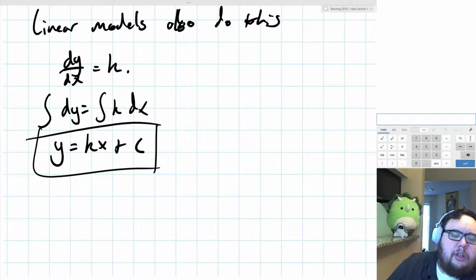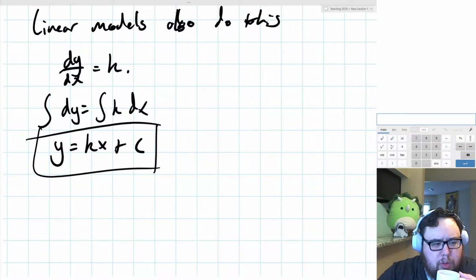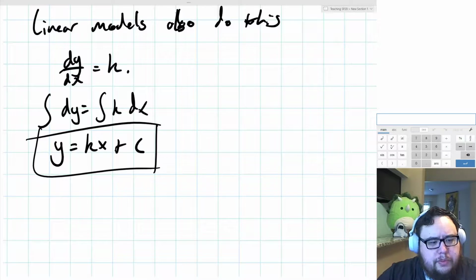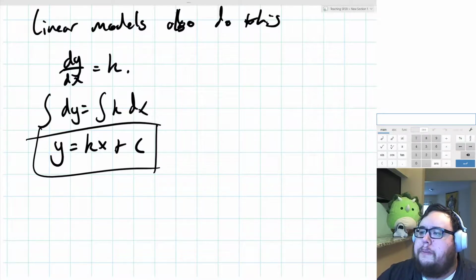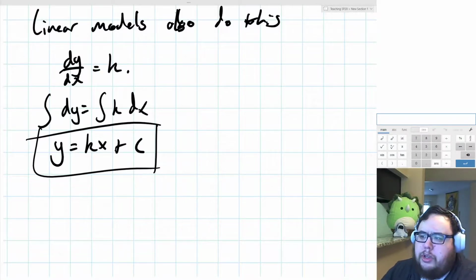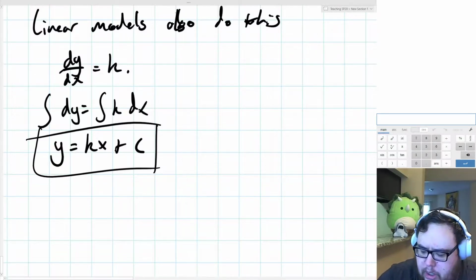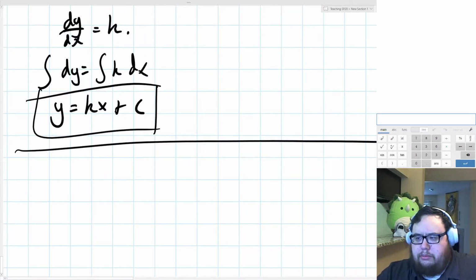Does anybody have any questions with what we've gone through so far? Okay. Let's go ahead and look at a couple of other examples of separable differential equations. And then I think we'll probably call it for today. I have some practice problems for you to work on. So today is a little bit shorter, but that's okay.